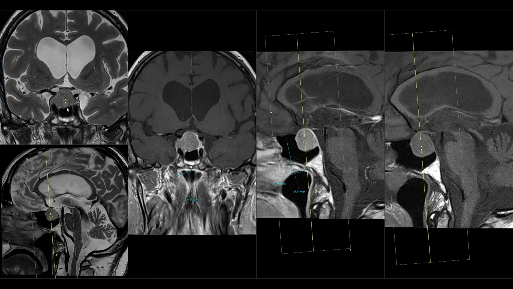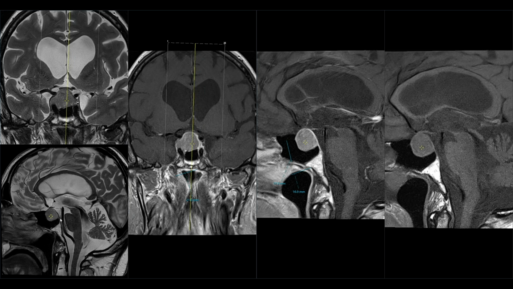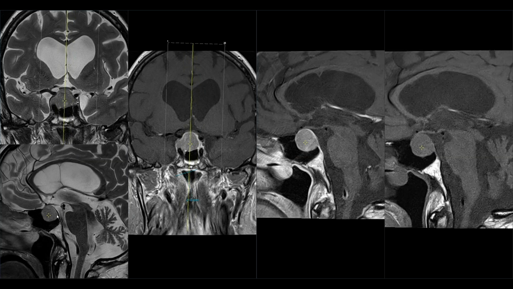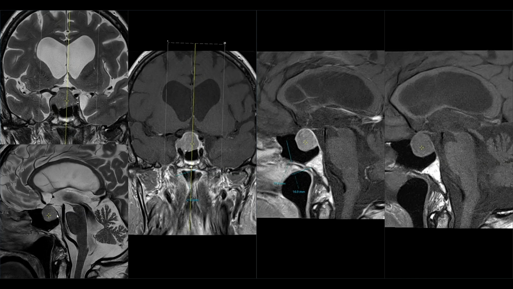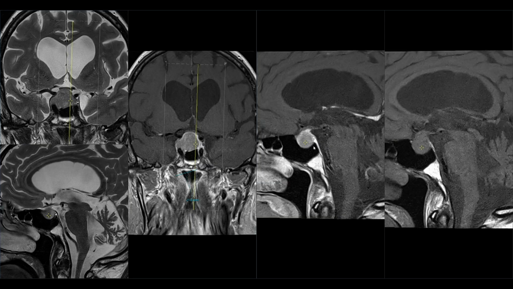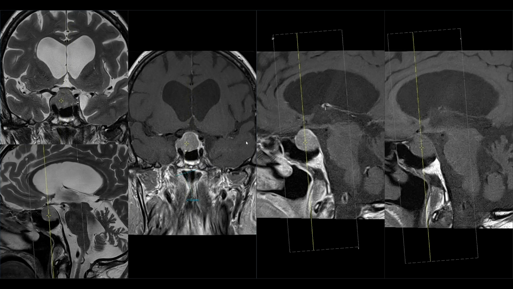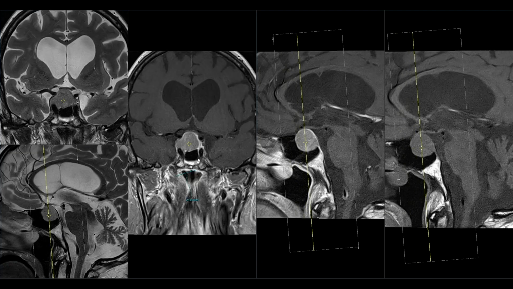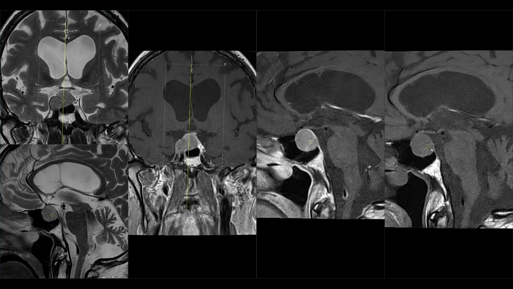On T2 sequence we look if there are any signs of hemorrhage or cystic components that we don't see. By the way, quite clear flow artifacts we can see through the aqueduct. And then on the sagittal we can also appreciate the relation to optic chiasm, as well as this sequence.